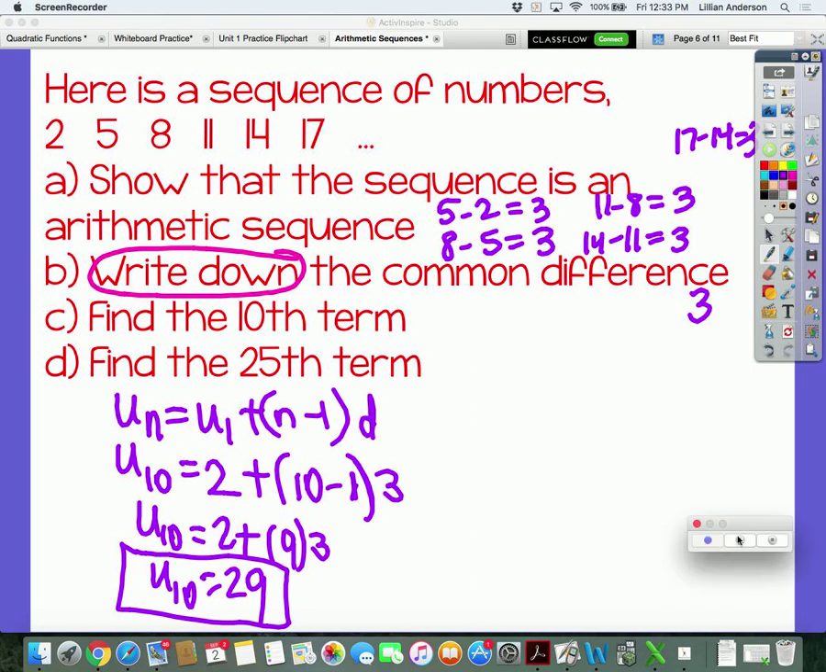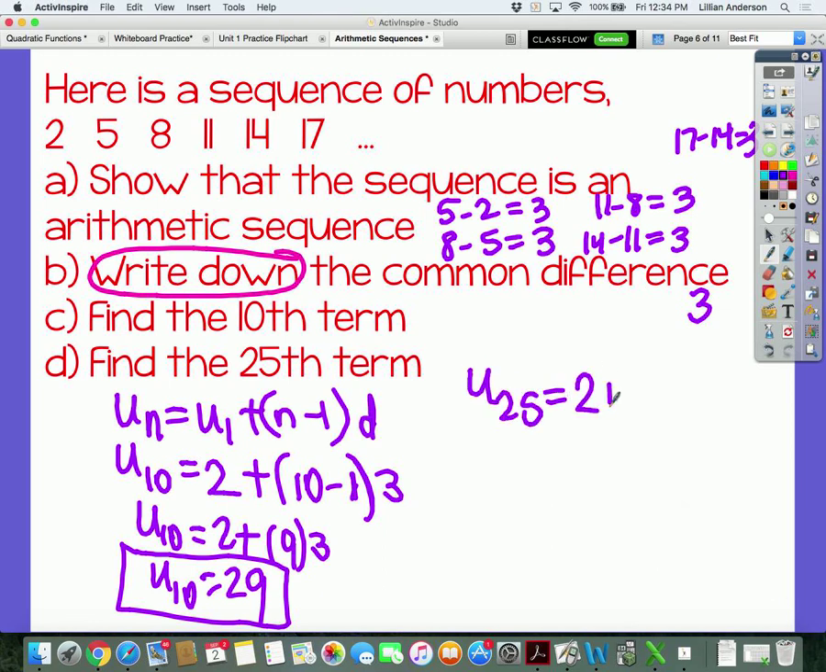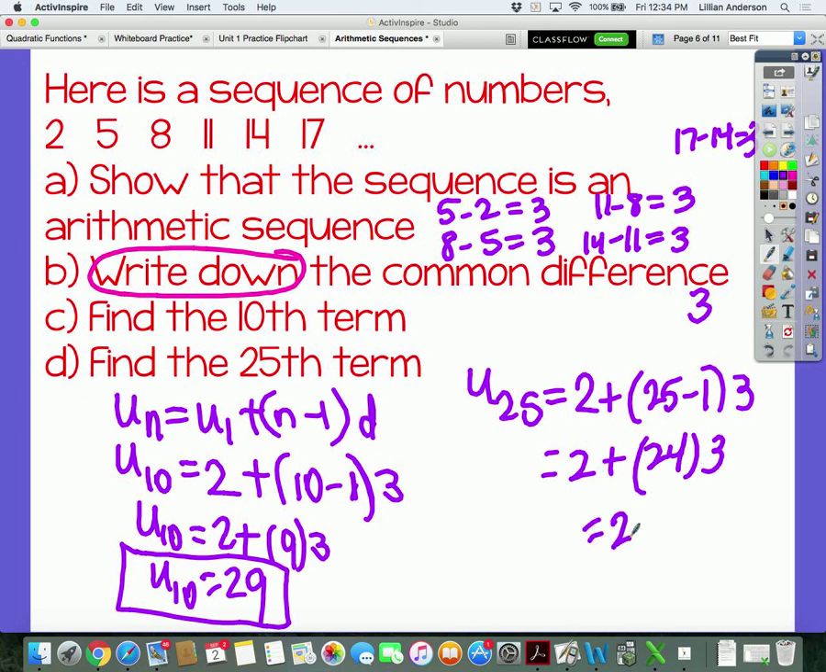Let's find the 25th term. You guys do that right now. So for D, you'll have U sub 25 equals the first term, which is 2, plus 25 minus 1 times 3. 2 plus 24 times 3. And you got 74.